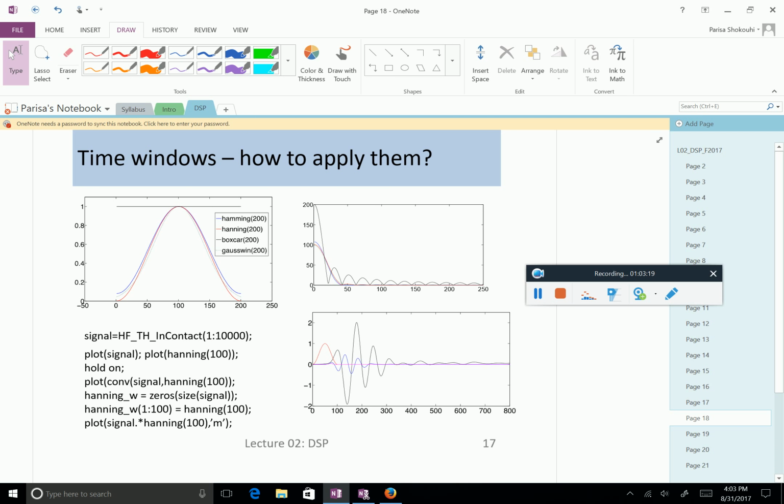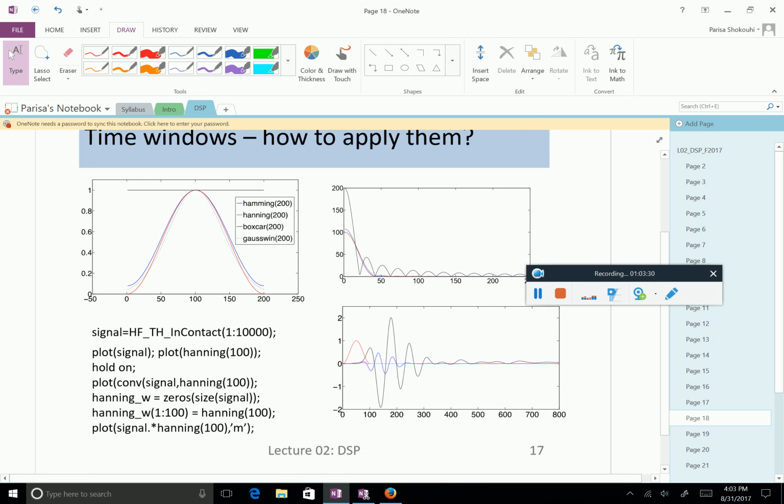I want to talk to you about something else which is also important, and those are time windows. What are these time windows? How do we apply them? What you see on here, in the upper left corner, are four different windows, important ones. One is called Hamming window, that's the blue one. Very similar to that is the Hanning window, and then Gaussian. And what is called the boxcar, which doesn't look like a window to you because it looks like just a straight line, but it's actually a window.